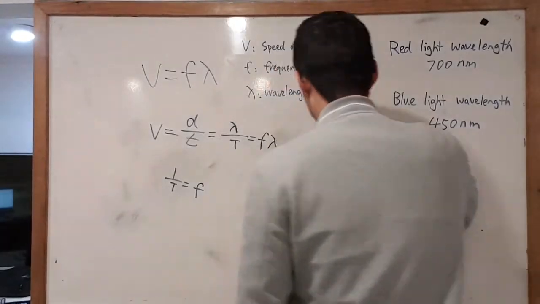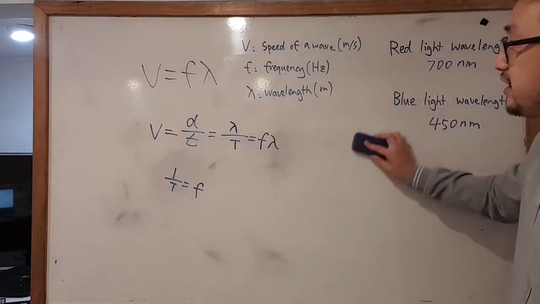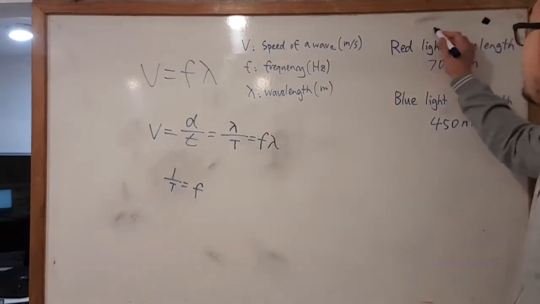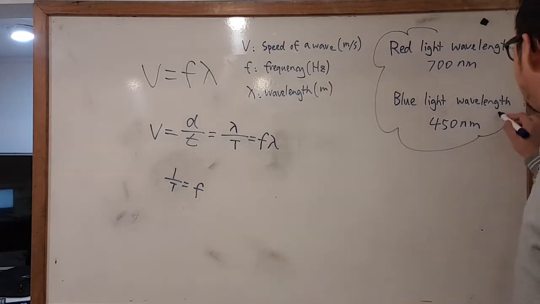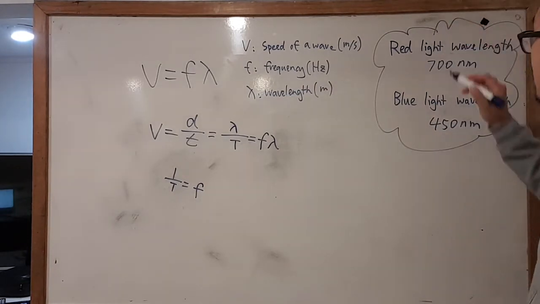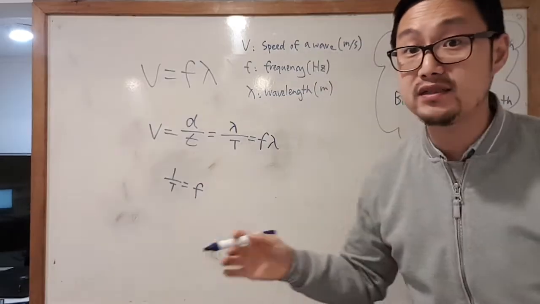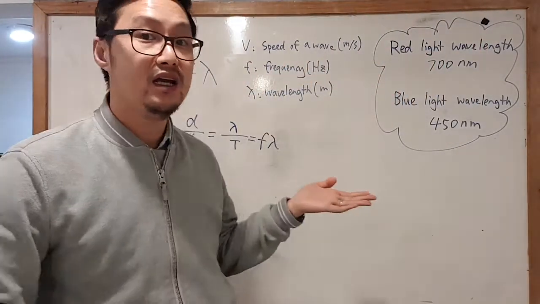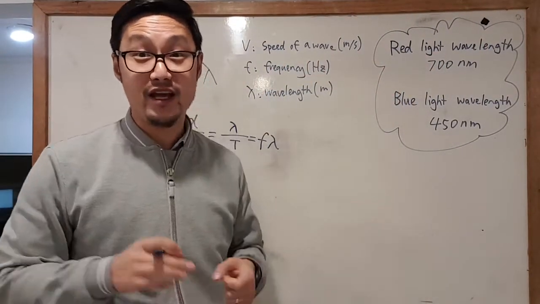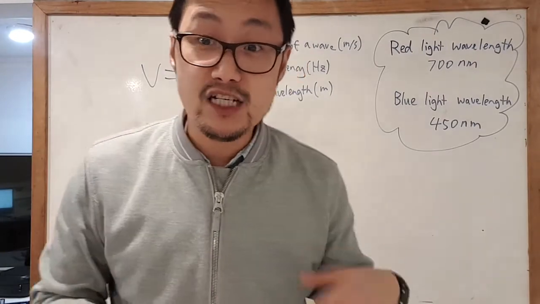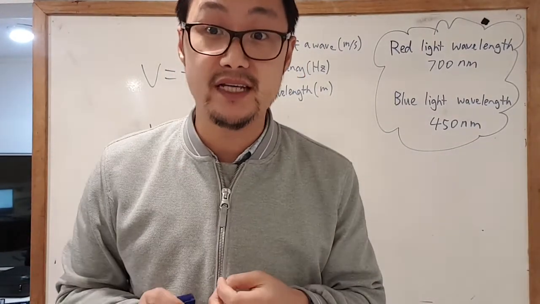So how do we use it? There are many ways of using it. So let's use this one as an example. Say now we're given a red light and a blue light. And what's the difference between a red light and a blue light? You might say, oh, the color is different. Yeah, but why are the colors different? It's actually because the wavelength and the frequency are different, okay?